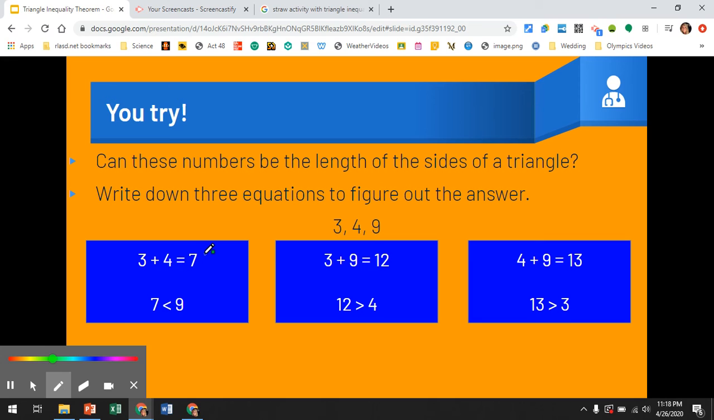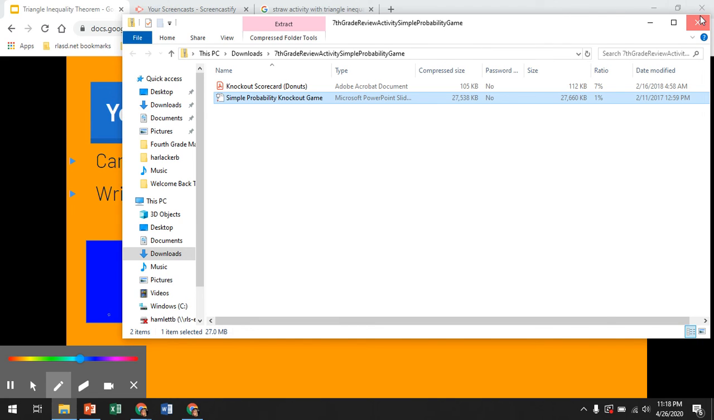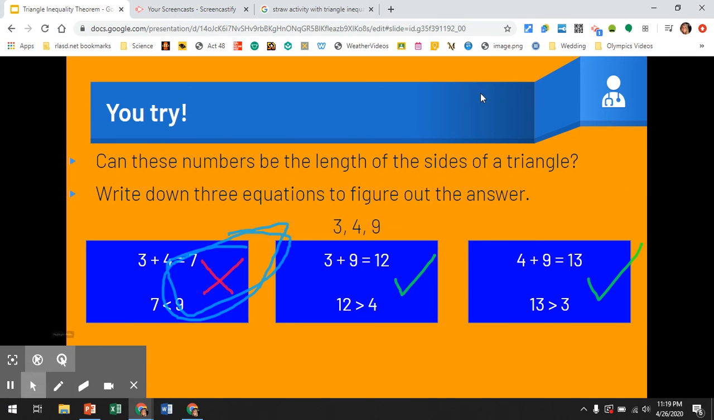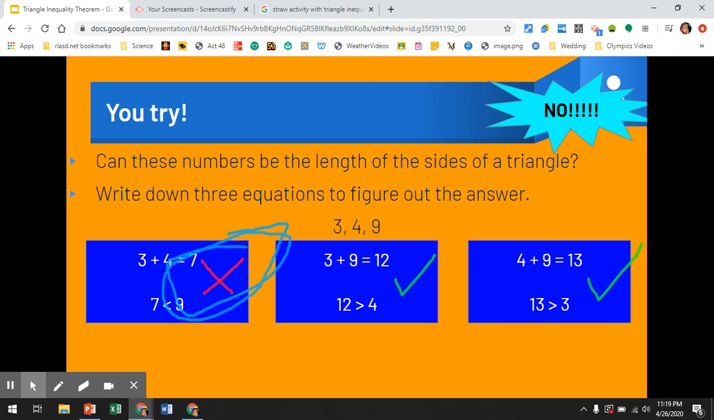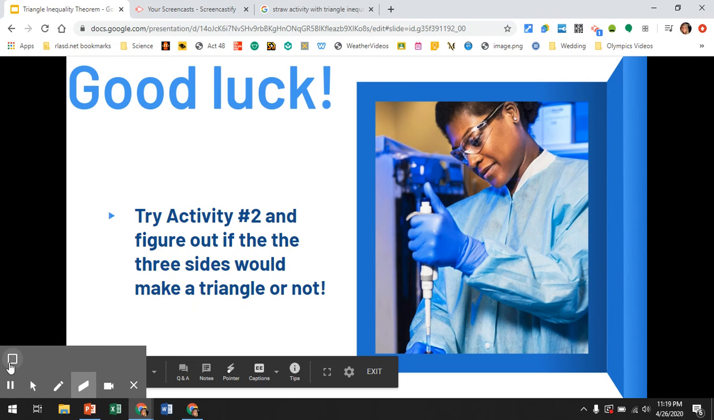Now, because 7 is not greater than 9, guys, that doesn't work. But let's look at the other ones just to check. 12 is greater than 4, so that one works out, and 13 is greater than 3, so that works out. But once again, because I have that one standalone X, this will not form a triangle.